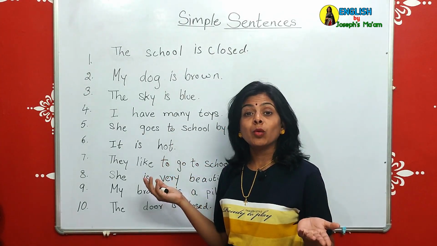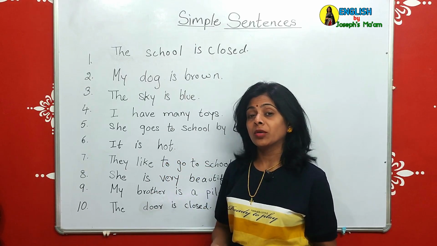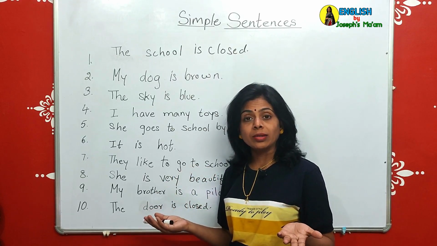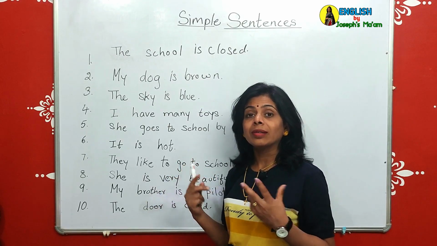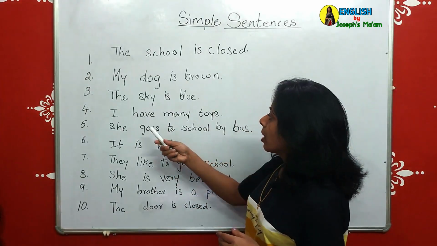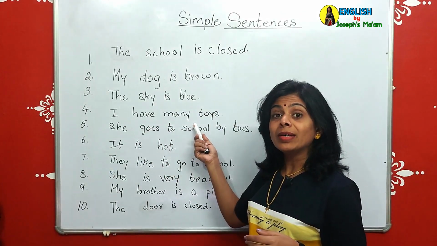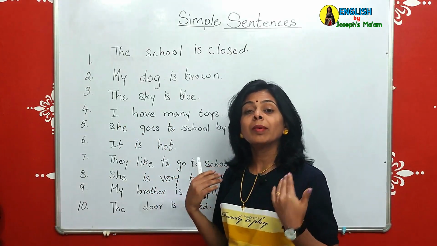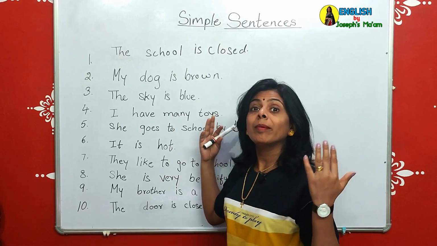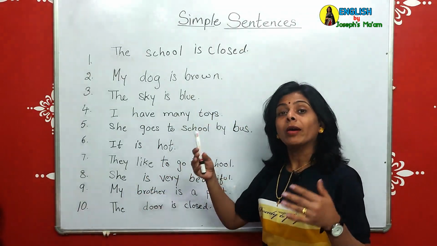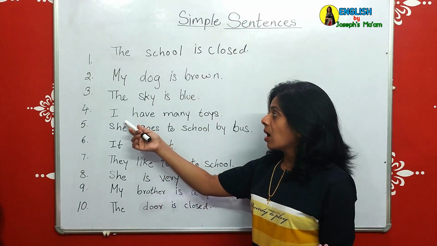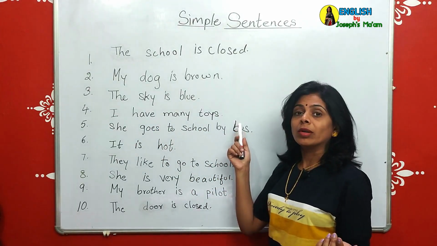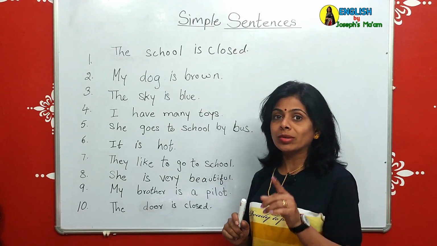My shirt is blue. If you're wearing a blue color shirt, you say, my shirt is blue. I have blue eyes. So these are the sentences that you can form. I have many toys. I is talking about myself, मैं अपने बारे में बोल रही हूँ. I have many toys. Many, बहुत ढेर सारे toys मेरे पास हैं. Toys, you will not say "toy-s", you will say toys.